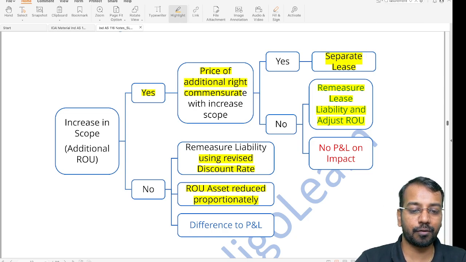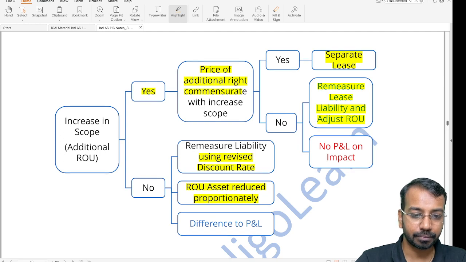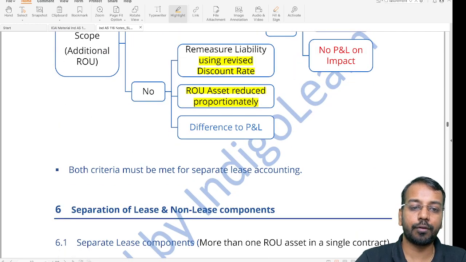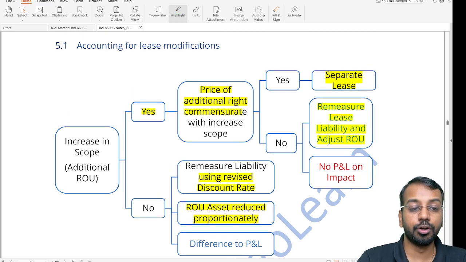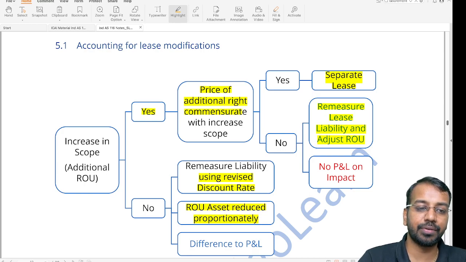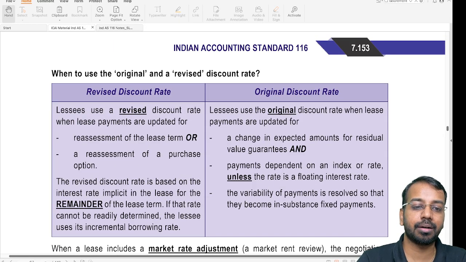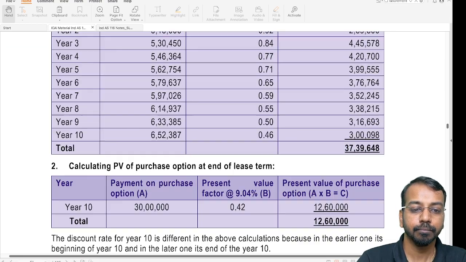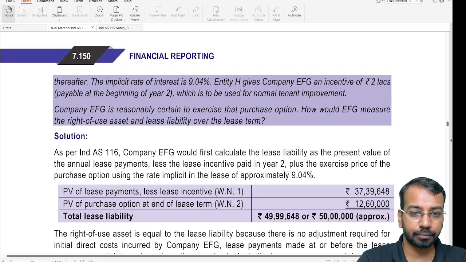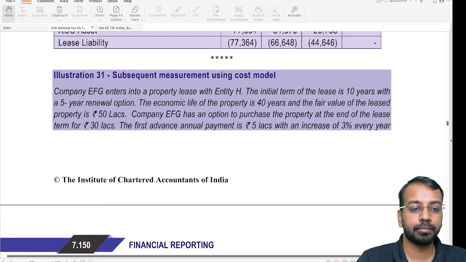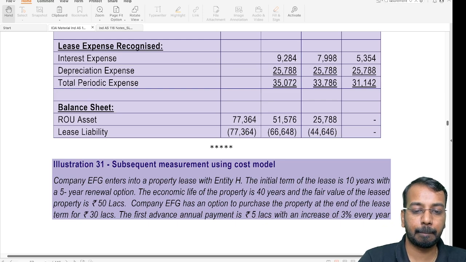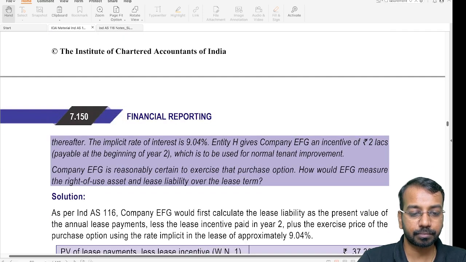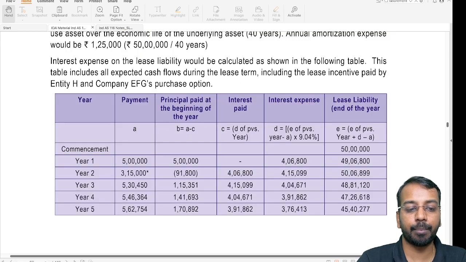So this is all for today. This chart, try to revise, and if you have any questions, I'm there to answer your questions. Otherwise, we'll take up a problem on lease adjustment or lease modification tomorrow. So for your homework, you can do illustration number 31.